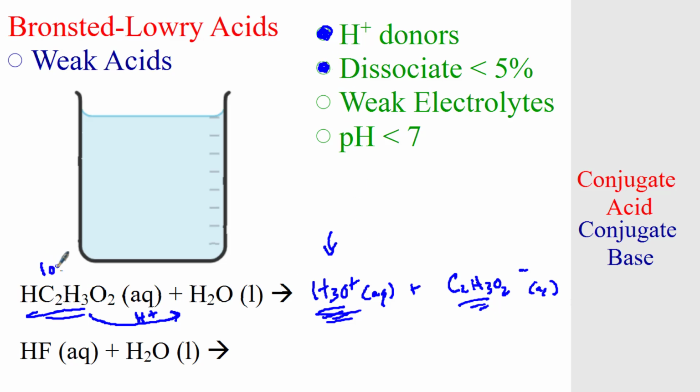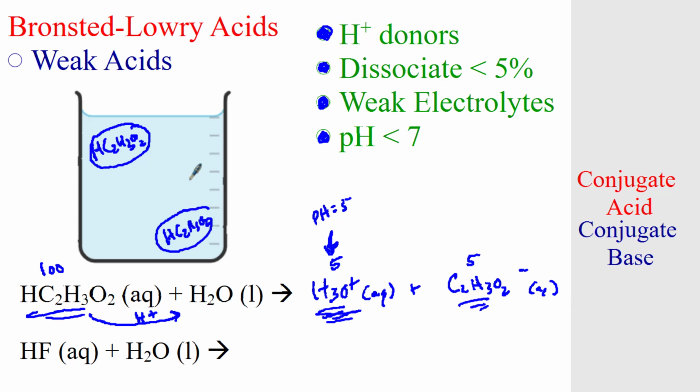If you had 100 particles of this, only about 5 particles would be split up, ionized into H3O plus and C2H3O2 minus, which means if you don't have a lot of H plus, your pH is still going to be below 7, but maybe a pH of about 5 or 6, something like that, not a pH down near 1, which also means it's a weak electrolyte. You can see HC2H3O2 is not going to break up. It's going to be one molecule, HC2H3O2.